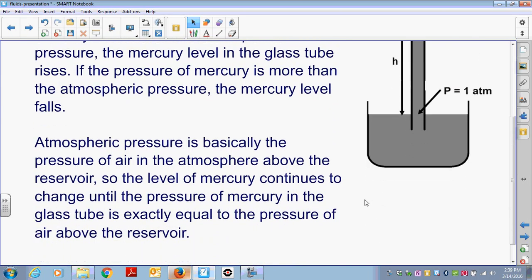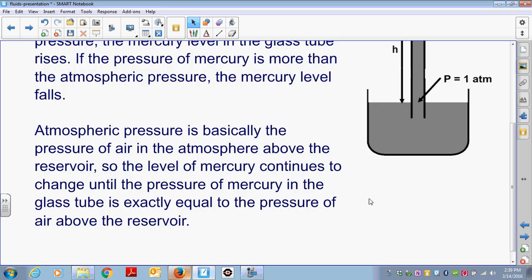Atmospheric pressure is basically the pressure of air in the atmosphere above the reservoir, so the level of mercury continues to change until the pressure of mercury in the glass tube is equal to the pressure of the air above the reservoir.